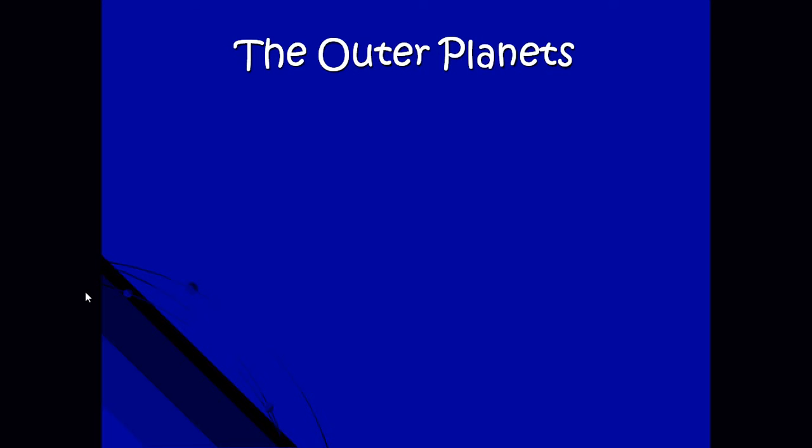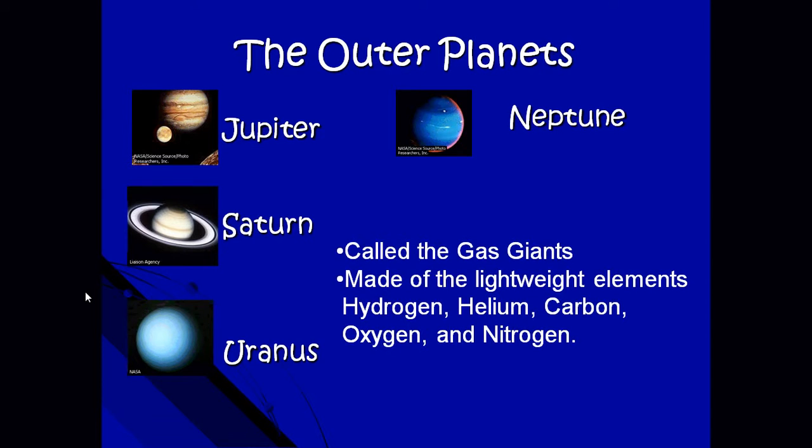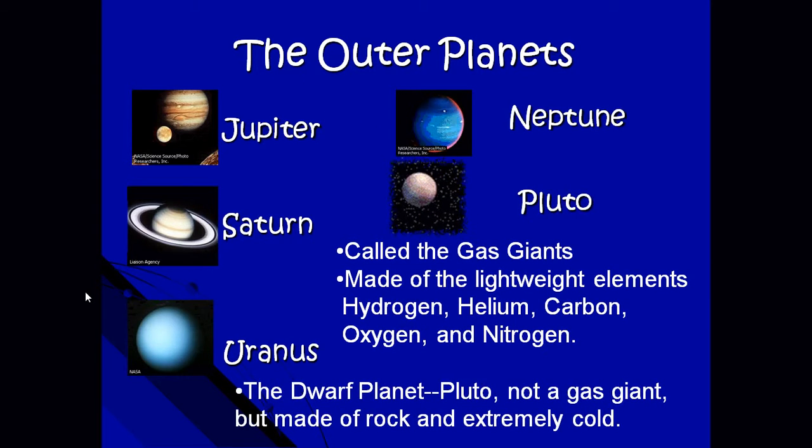Next, the outer planets. Jupiter, Saturn, Uranus, Neptune. And I guess if you wanted to include Pluto, however, it's not regarded as much of a planet other than the dwarf planet. These are called the gas giants, and they are made of the lightweight elements hydrogen, helium, carbon, oxygen, and nitrogen. So again, Pluto, not really a part of the planet system that we know of today, but this dwarf planet is made of rock and is considered to be extremely cold.